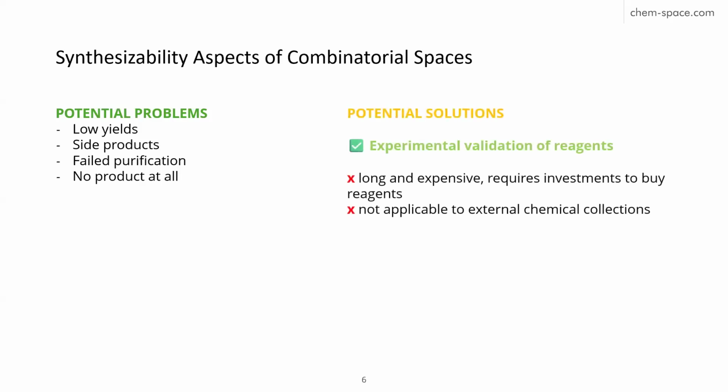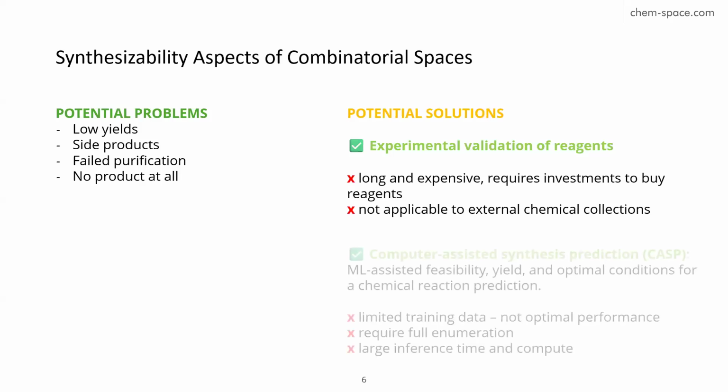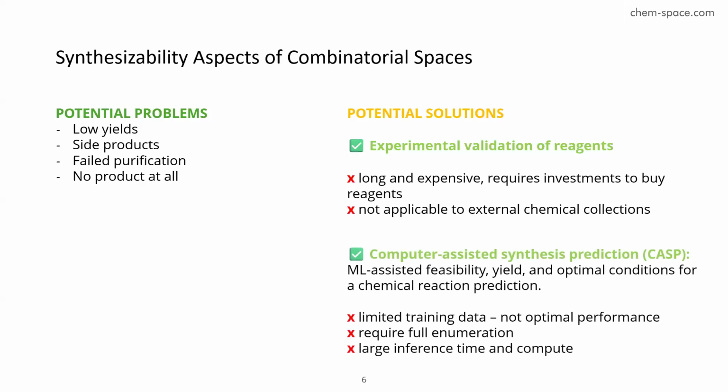One of the solutions is experimental validation of reagents. This is the approach that Enamine is using for their space. What they're doing is pretty much taking the building blocks that are candidates for a specific reaction. They validate them in the specific reaction protocol and check if that building block performs well. This is probably the ideal way to approach this, but it is also quite long and expensive. It is a big investment upfront into that validation of a reaction. And it is not really applicable to external chemical collections, because why would people test building blocks that won't make them profit, right?